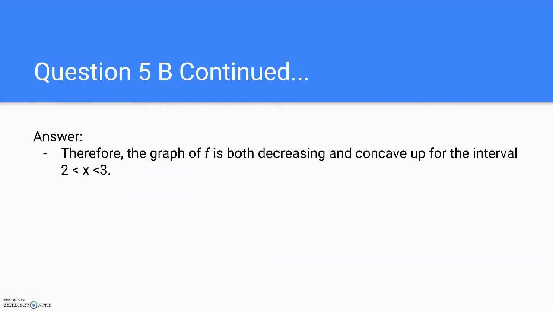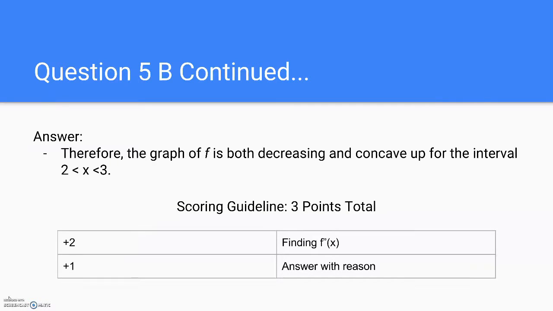Here's your answer restated, and here's your scoring guideline. This is out of 3 points total. You get plus 2 for finding f double prime of x, which you have to use the product rule for, and you get plus 1 for answering with reasons, such as why this interval is decreasing, why this interval is concave up.